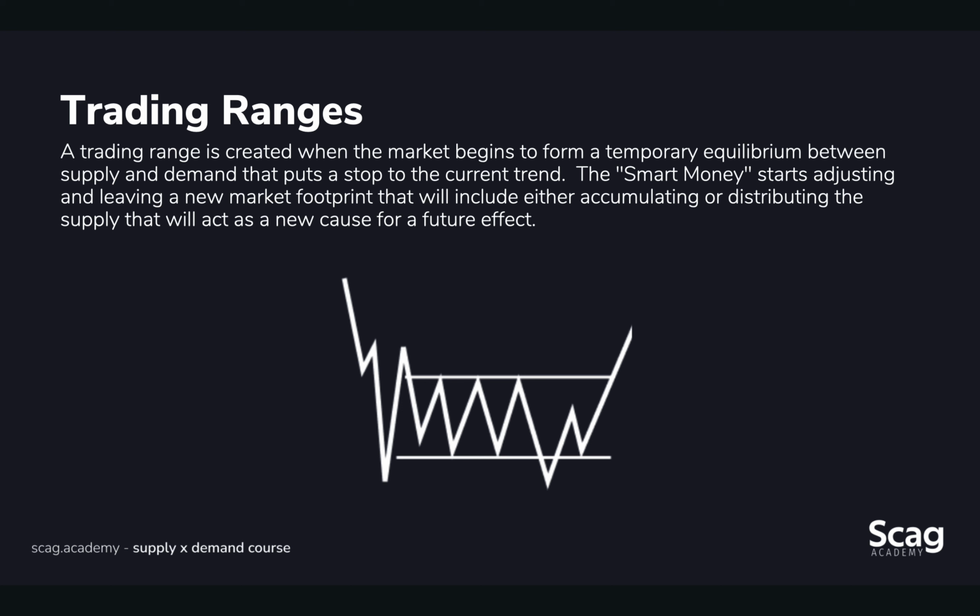We're going to talk about trading ranges, right? So, really quickly, a trading range is created when the market begins to form a temporary equilibrium between both supply and demand that puts a stop to the current trend, right? The smart money starts adjusting and leaving a new market footprint, which we're about to explore, right? A market footprint, a schematic that will include either accumulating or distributing the supply that will act as a new cause for a future effect, right?